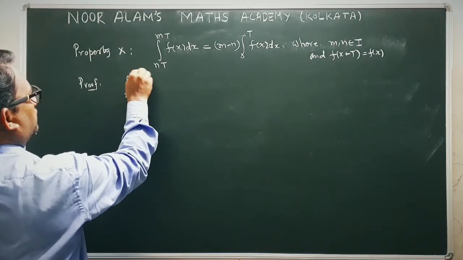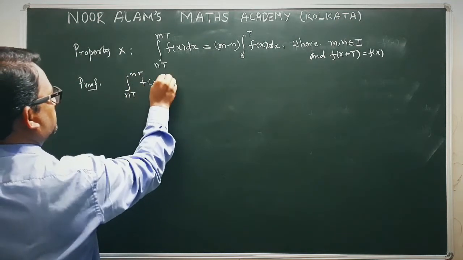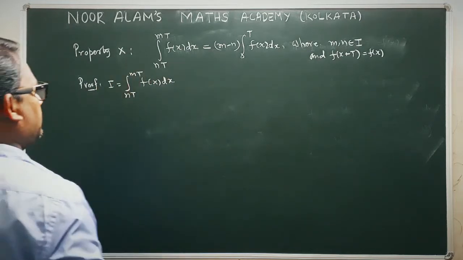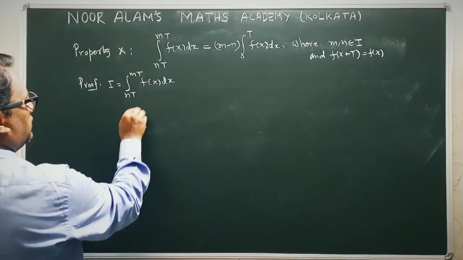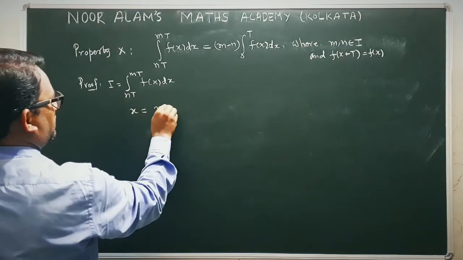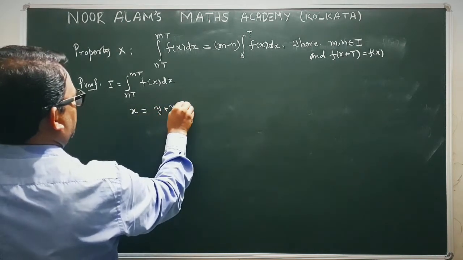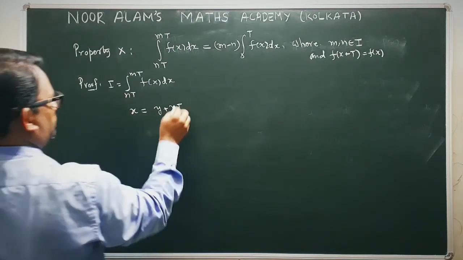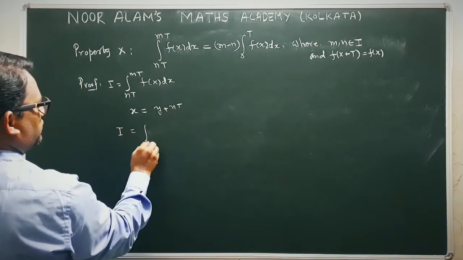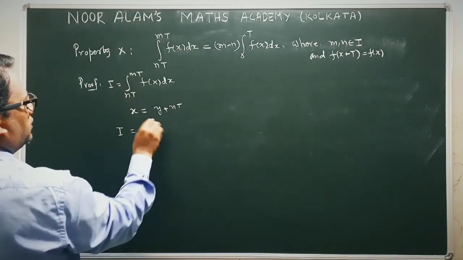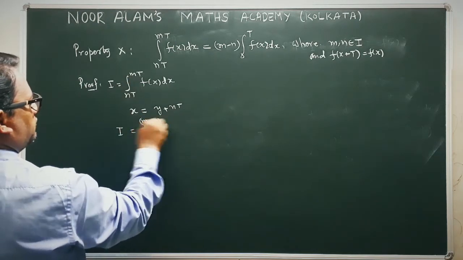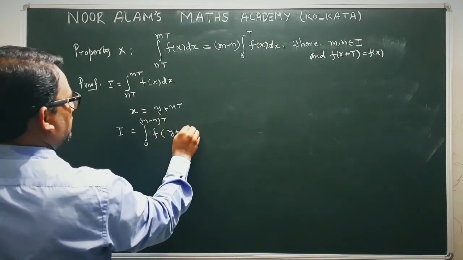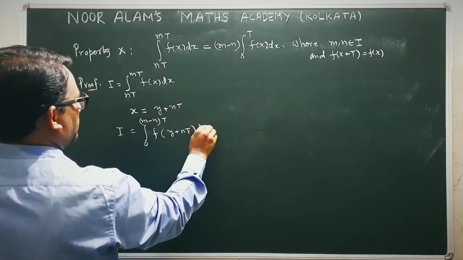nT to mT f(x) dx, this is our integral, so now we call this integral I. Now here I am going to substitute x, I am taking as y plus nT. Now when the value of x is nT, we get y is equal to 0. When the value of x is mT, the value of y is m minus n times T. Now f of x value is f(y + nT), and the differentiation dx is equal to dy.